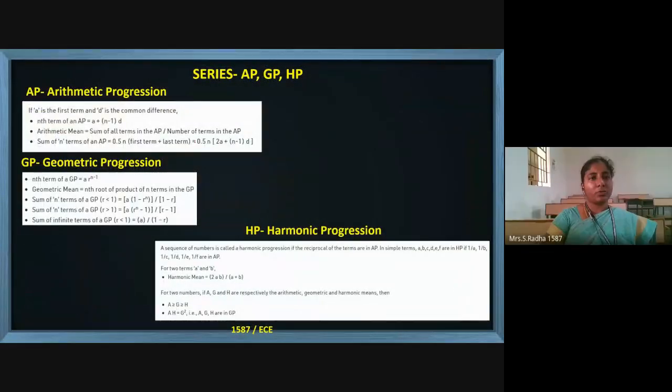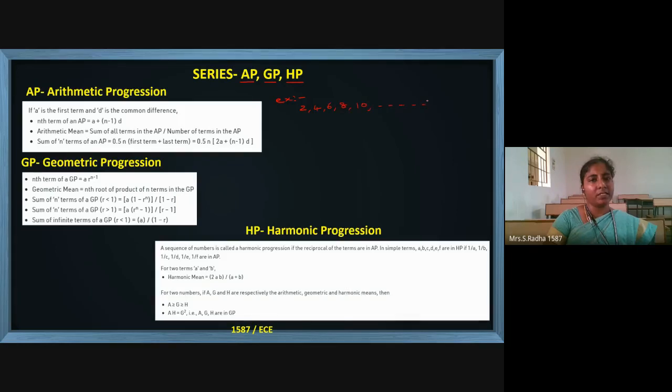I am going to the first topic, arithmetic progression. AP means arithmetic progression, GP means geometric progression, HP means harmonic progression. In arithmetic progression, if you see examples, there will be equidistance, the difference will be the same. For example, 2, 4, 6, 8, 10.